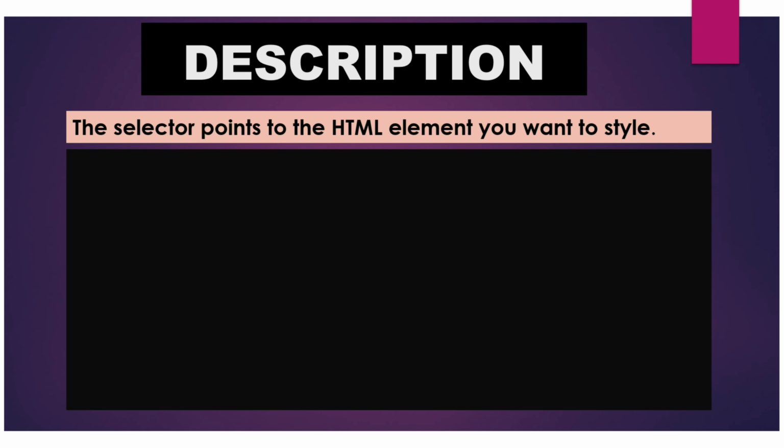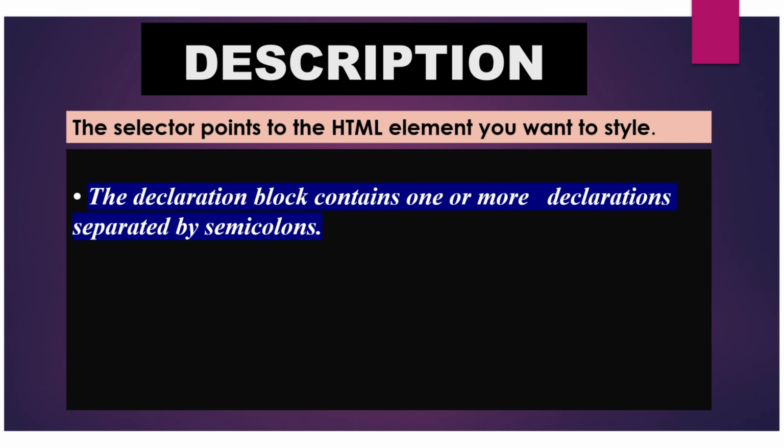So here, this is a description of our syntax. The selector points to the HTML element you want to style. For example, it can be a header. We know that headers range from header 1 to header 6. It can be a paragraph, a form, text, an input, and so on and so forth. So the selector points to the HTML element you want to style.